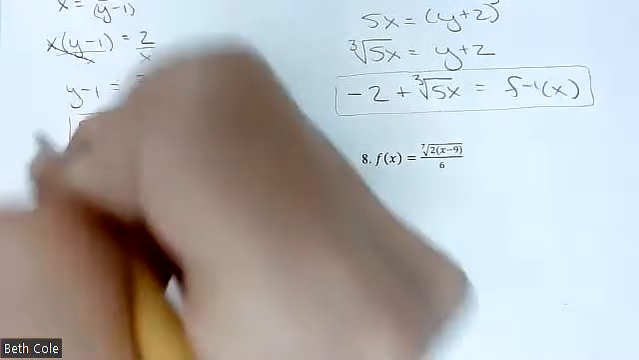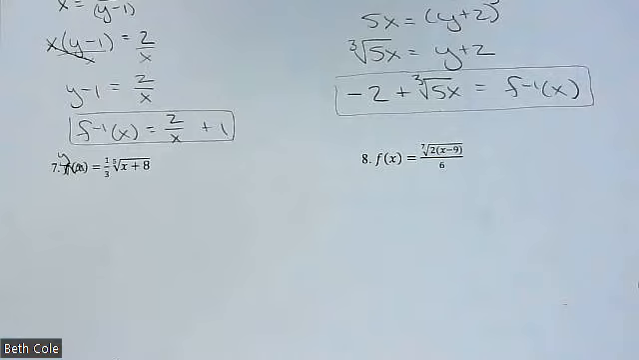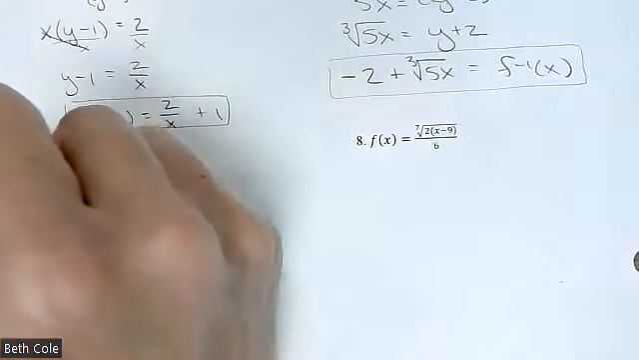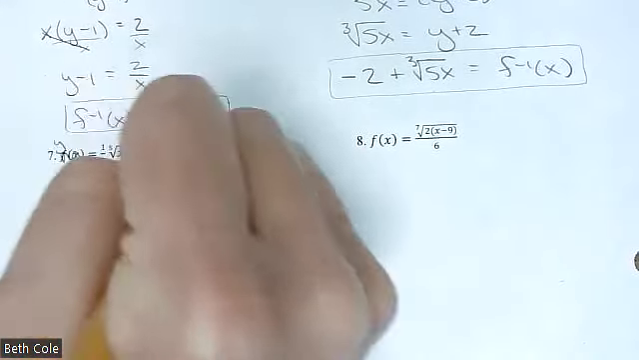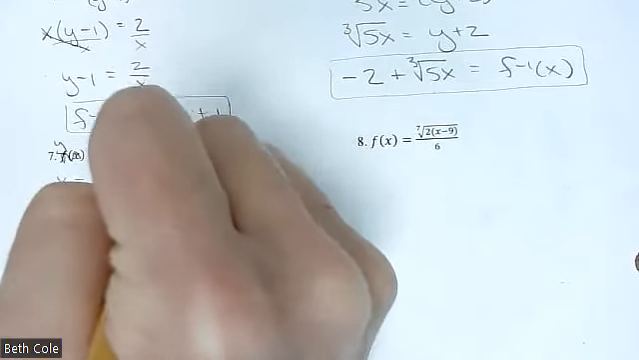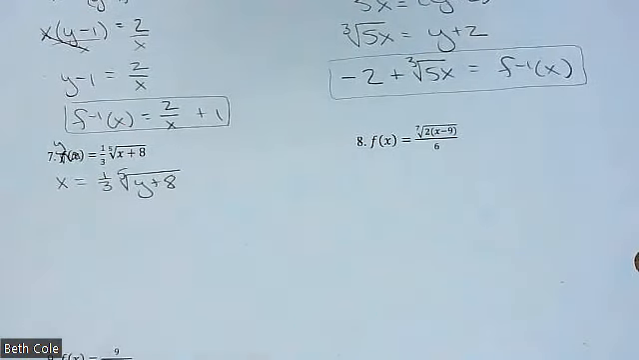All right, again, scribble out f of x, call that y. We're going to switch x and y. Everything else stays where it is. Oh, I stuck a 5th root in this one. Not any different than a cube root. It just has a 5 instead. So nothing to worry about.